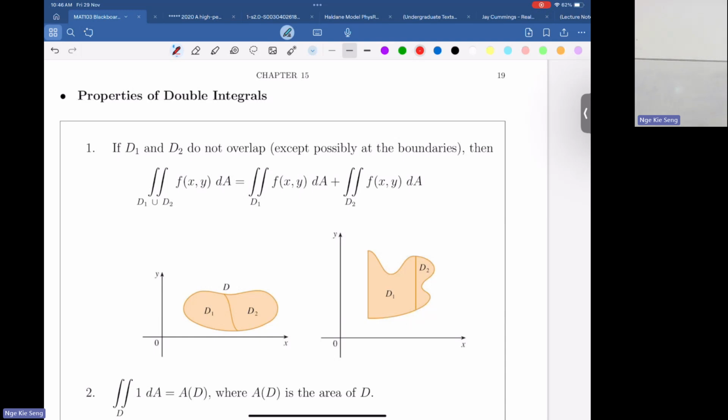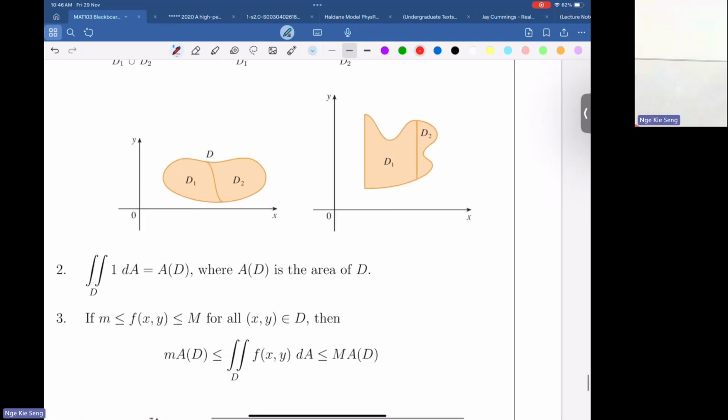you can split this integral. Actually, we are already using this, right? When we change the order of integration, we are splitting our domain. So it is valid to do it, as long as your domains don't intersect too much. What do we mean by too much? You can only intersect on the boundary, so the intersection is a line, something in a lower dimension.